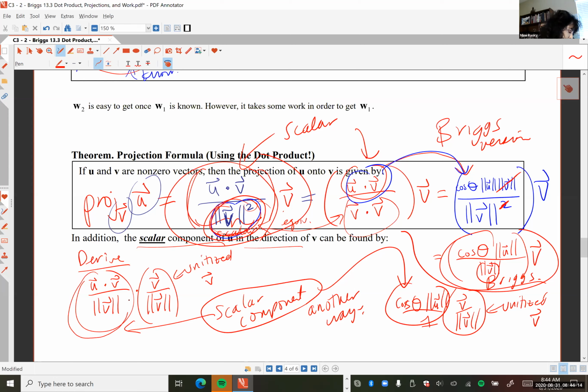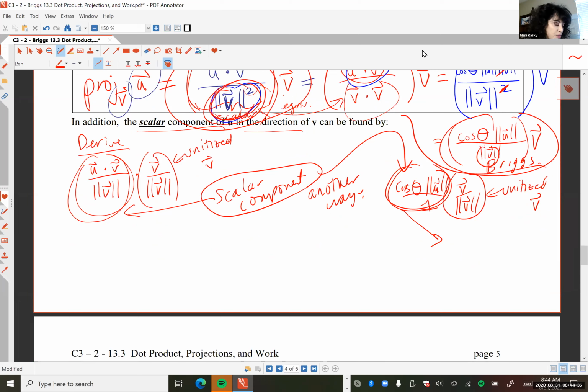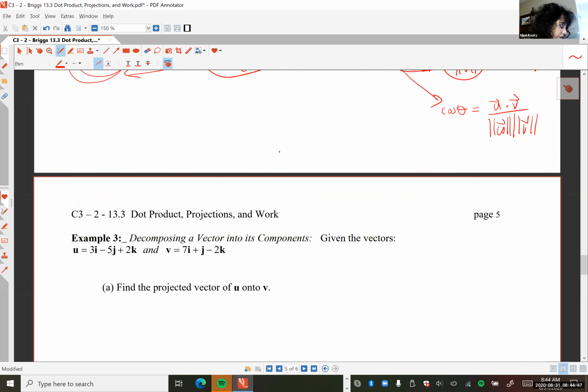So you can either use u dot v over the magnitude of v, or if you were given the angle between the two vectors, the scalar component will simply be the cosine of the angle between them times the magnitude of u. Now, another reason I hate Briggs is his version of that cosine angle thing. If you don't have the cosine of that angle, then you have to figure out how to get it, using that formula we learned last Friday. Big pain in the butt. Okay, all right, let's do an example or two.